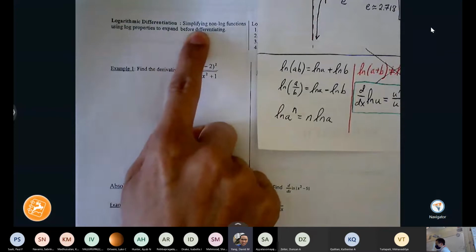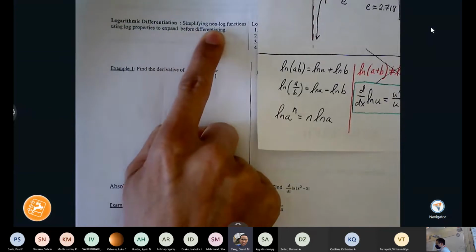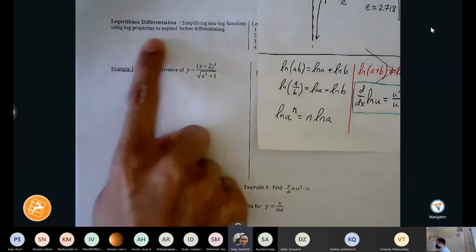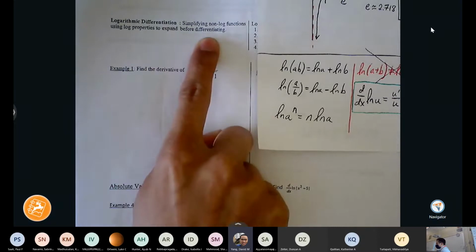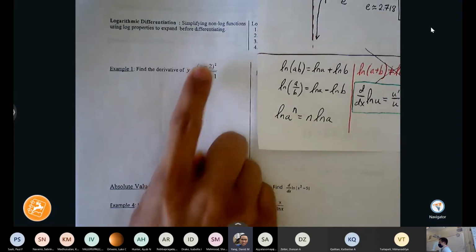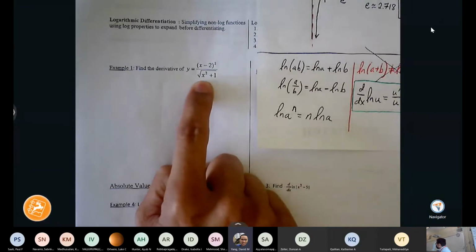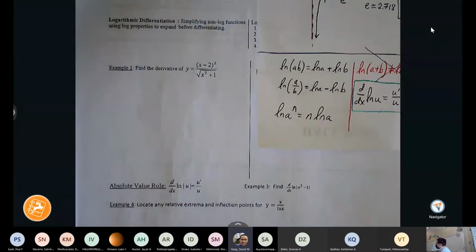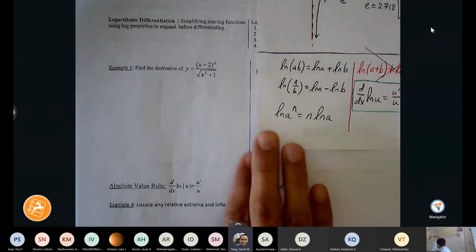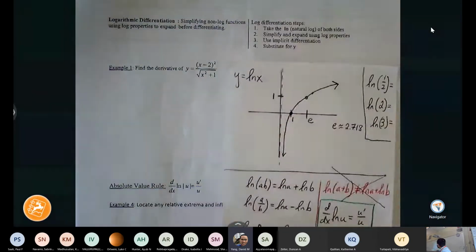So today, with log differentiation, it's the idea of taking a non-log function and applying log properties so that we can expand before differentiating. So what we're going to do is introduce natural logs into the problem so that we can take advantage of log properties. Okay, so that's going to be the goal that we're going to apply. So here are the steps.